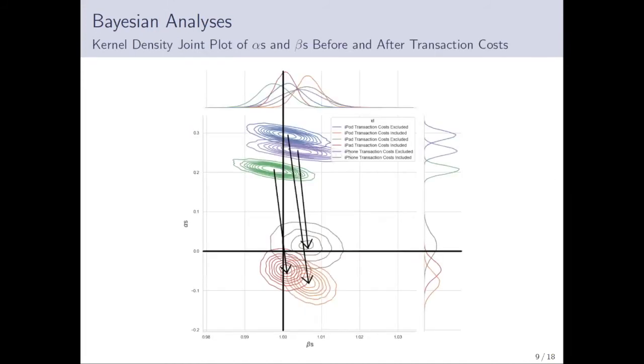Finally, this figure uses a joint kernel density plot of the Markov chain Monte Carlo generated alphas and betas for the Apple product prices. Again, this chart clearly illustrates how the betas are distributed around 1, both before and after including the transaction costs. But the alphas have shifted noticeably lower after transaction costs were accounted for.